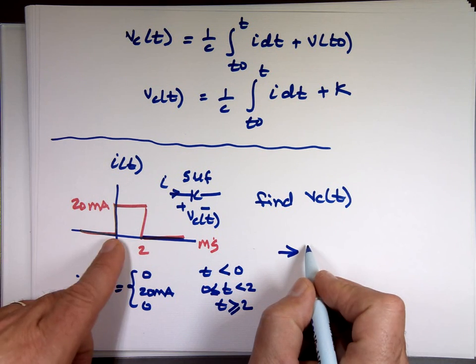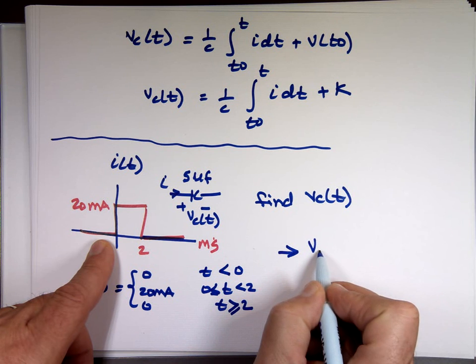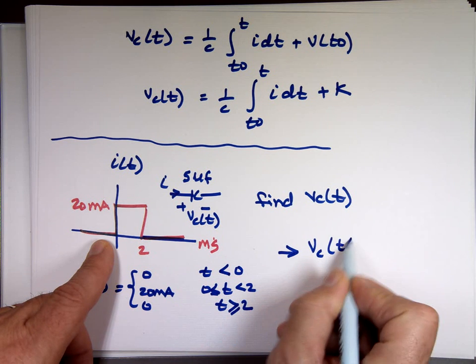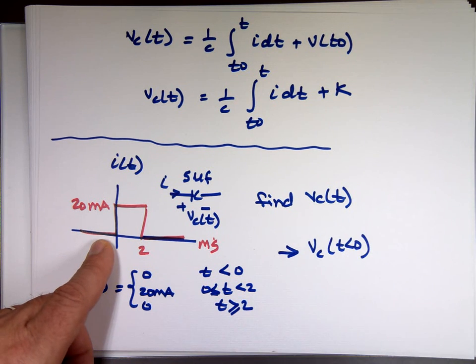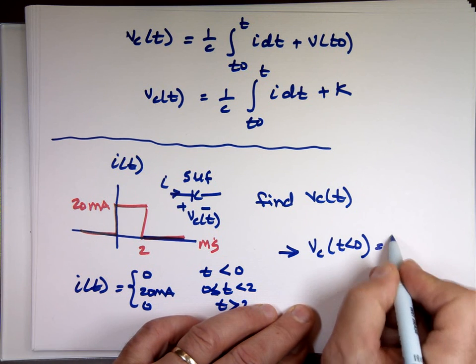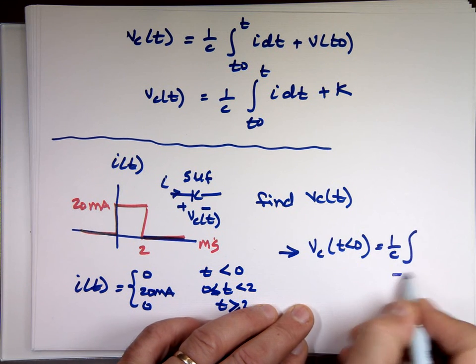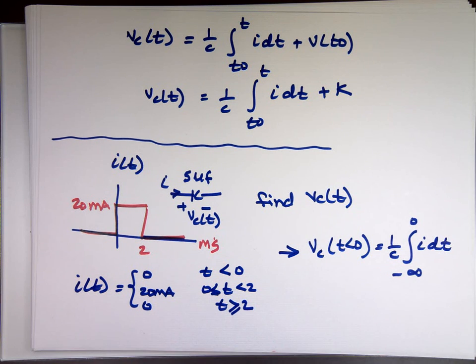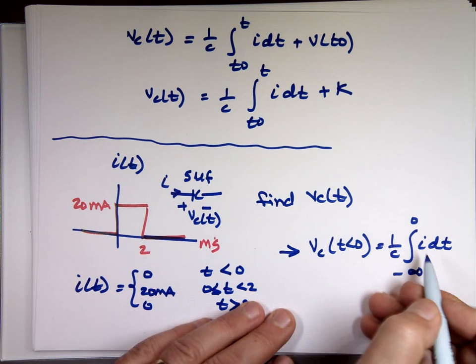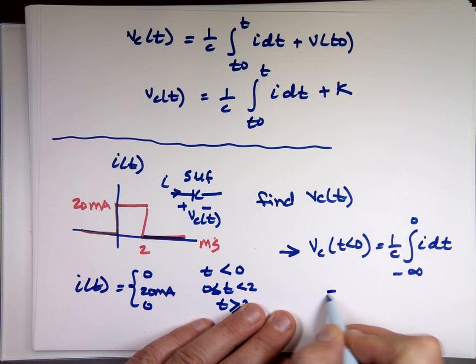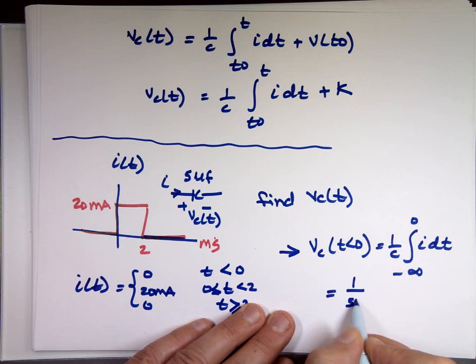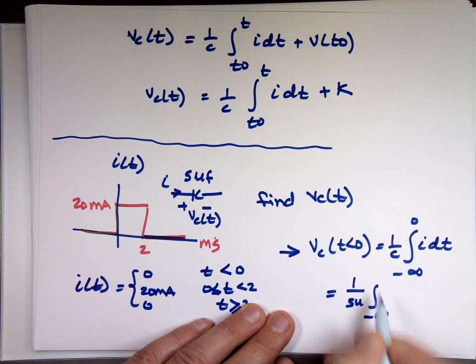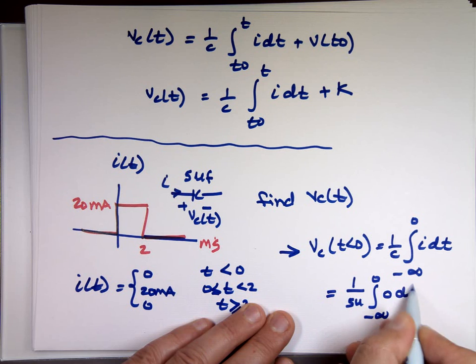Let's break it down to the first part, the voltage for t less than 0. It's 1 over C, the integral from minus infinity to 0. And what was the current for t less than 0? 1 over 5 micro, the integral from negative infinity to 0 of 0 dt, and that will be 0 volts.